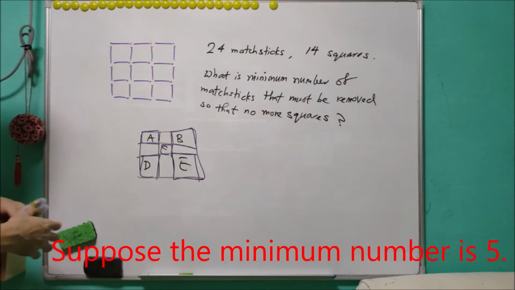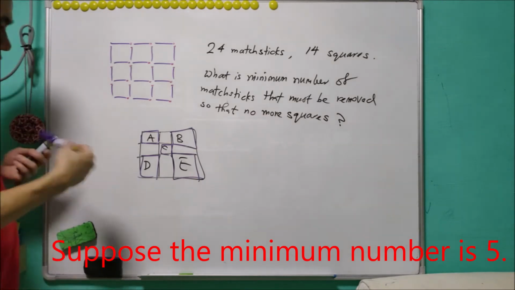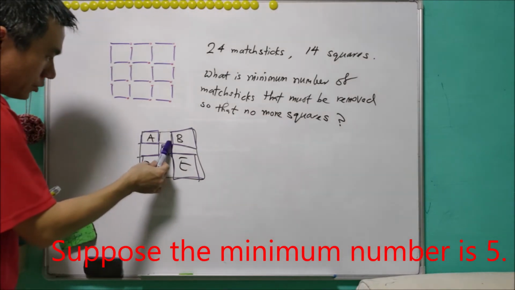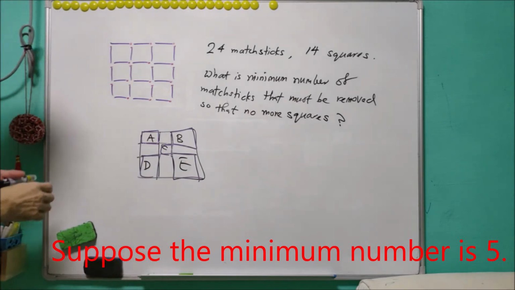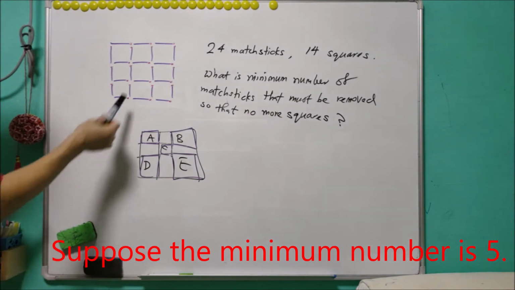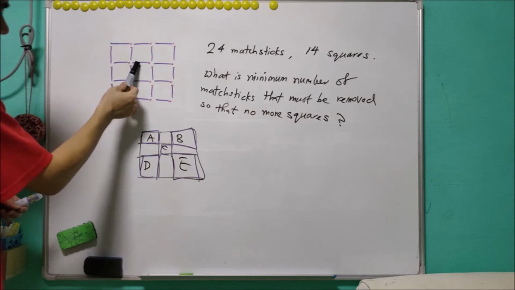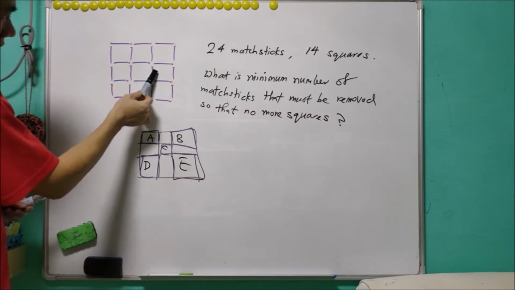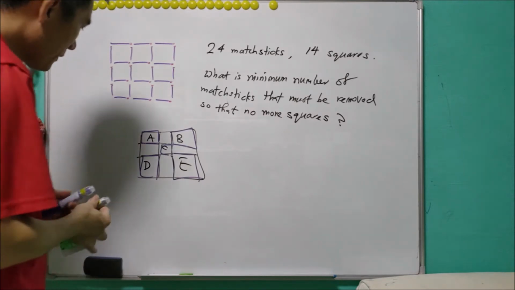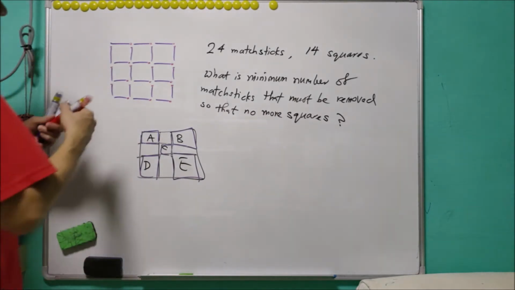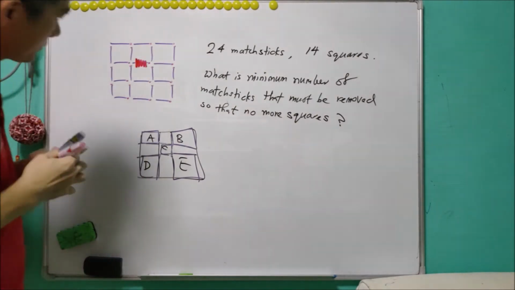Now we are going to consider some of the cases. No matter how, we will need to remove one matchstick from square C. So meaning that we need to take either this matchstick or that matchstick. But it is all symmetry. So without loss of generality, I will remove this matchstick. So this is removed.